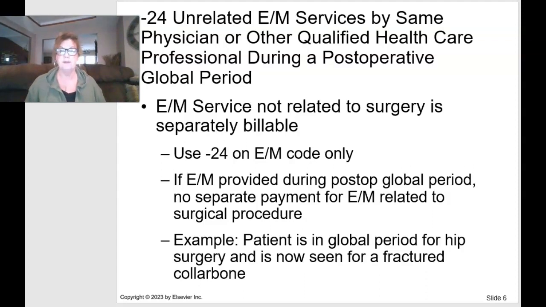So here's a great example. You have a patient who's in the global period for hip surgery, and is now seen for a fractured collarbone. So let's talk about this. Remember, hip surgery, that's going to be a 90-day global. So with that, as I've talked about before, 3 days before, 90 days after a hip surgery, because it's a major surgery, everything is included in that one price. Okay, so let's say the price of that hip surgery was $7,000. That includes anything pre-op and post-op for 90 days related to the surgery.